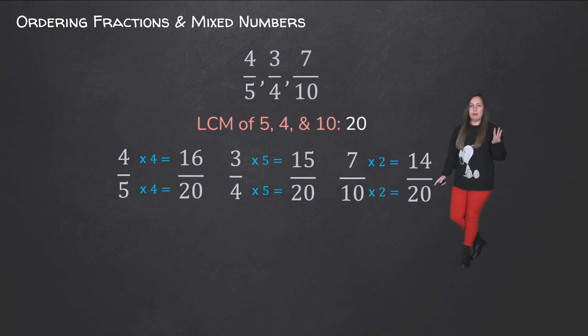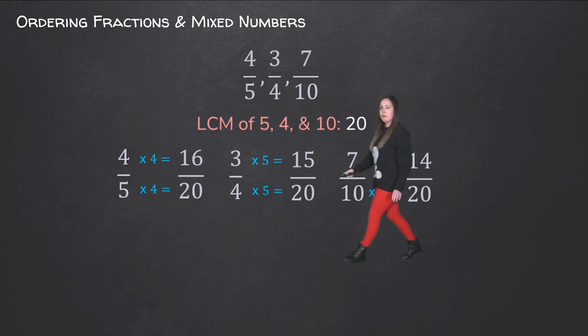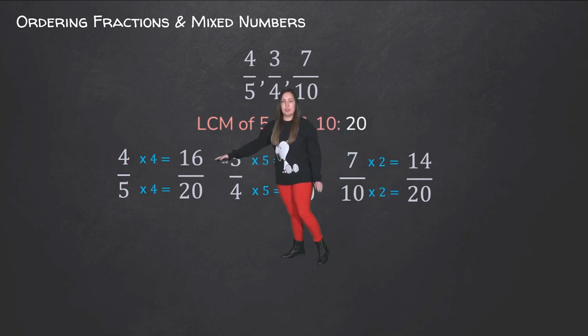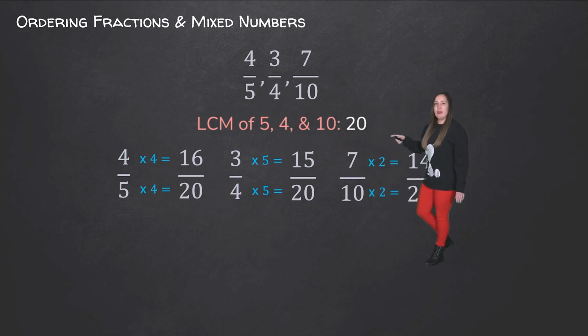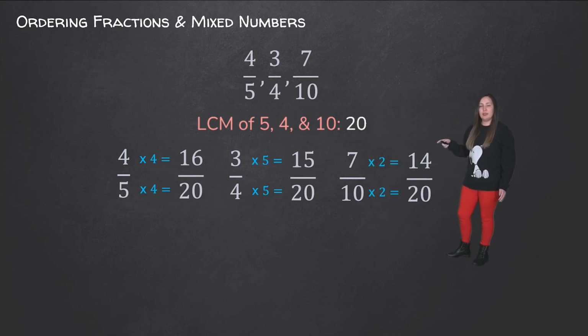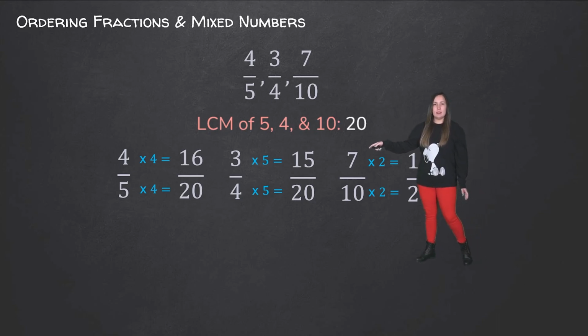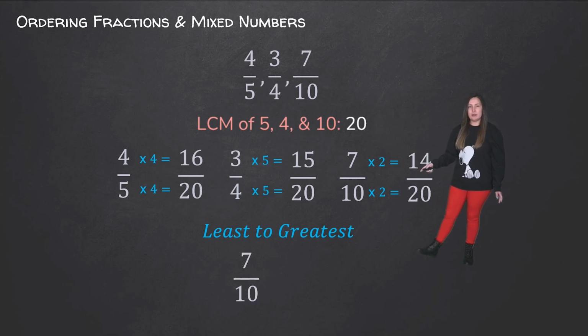Now we have three fractions with the same denominator. We have 16 over 20, we have 15 over 20, and we have 14 over 20. And then we're going to compare those. 14 over 20 is the smallest one, so that means that 7 over 10 is the smallest fraction when we order it from least to greatest.